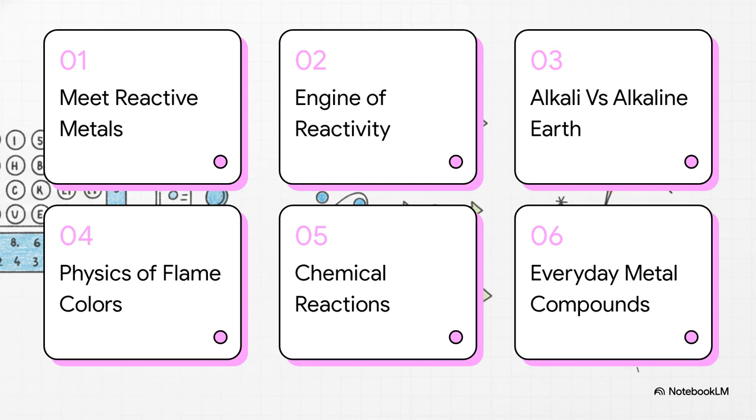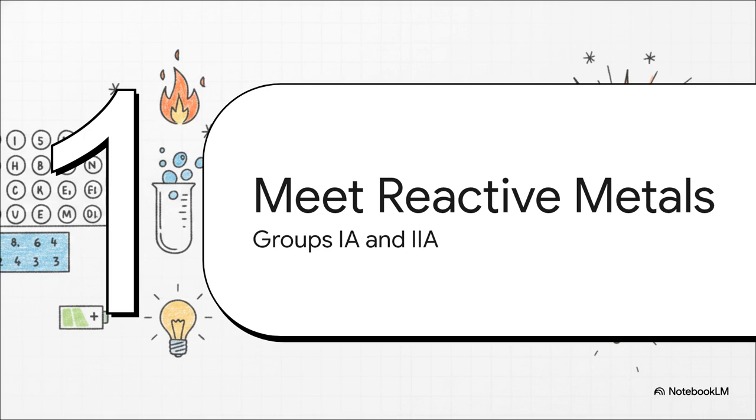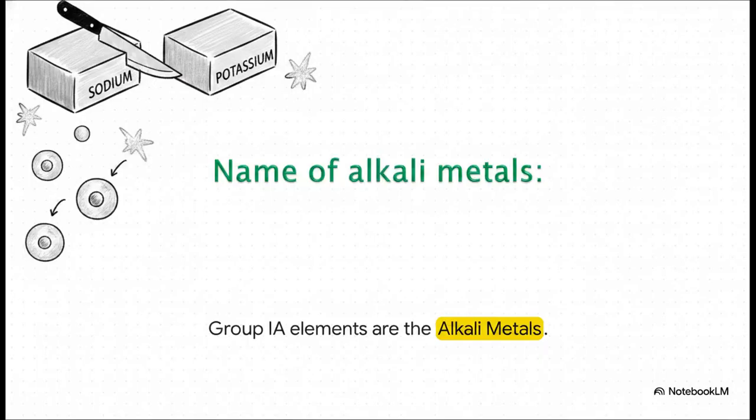Let's jump right in. Section 1, Meet the Reactive Metals, Groups 1A and 2A. Okay, take a look at the names of our Group 1 alkali metals here. Lithium, sodium, potassium, rubidium, cesium, and francium. When we hear the word metal, we almost always picture something rigid, right? Like tough iron or steel beams.